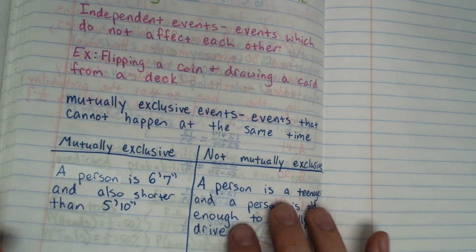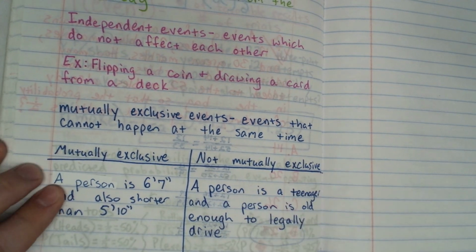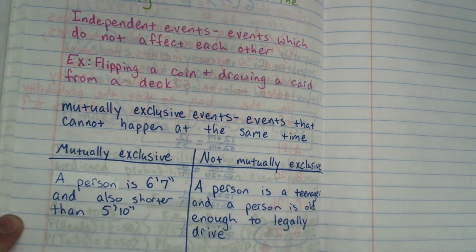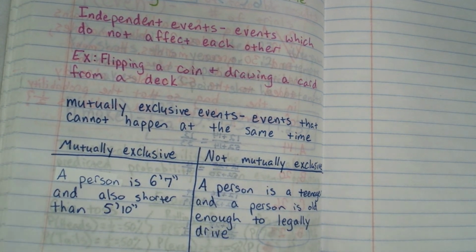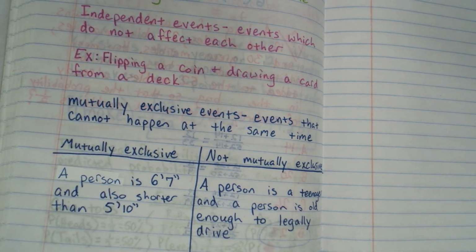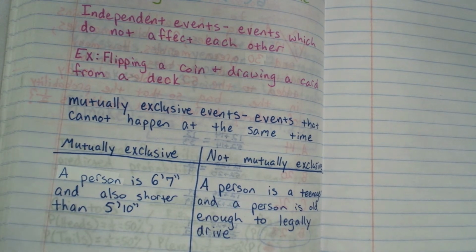And then our other definition for today is mutually exclusive events. These are events that cannot happen at the same time. So this is actually something that you'll hear outside of a mathematic context. It's just something that occurs kind of in everyday life sometimes. Some of these are more obvious than others.